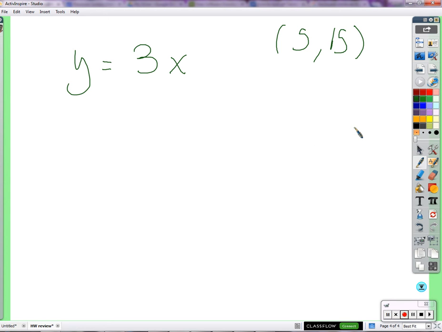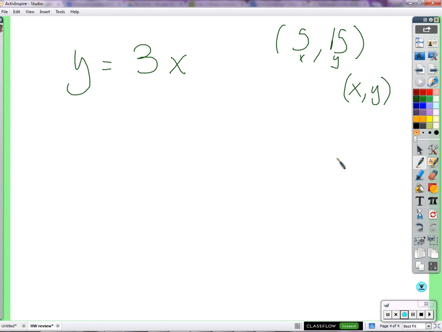Tell me, first of all, are there any questions about it? Any questions about 5, 15, what that means exactly? Can somebody tell me what this 5, 15 means? 5 is x and 15 is y. Okay, so we have these ordered pairs. They come in pairs of x, y typically. Okay, so this is x, this is y.